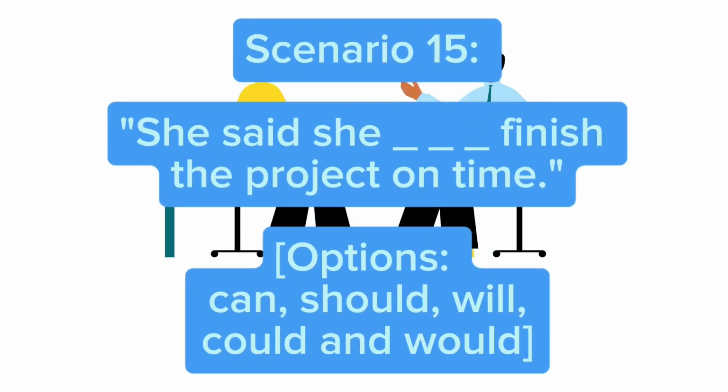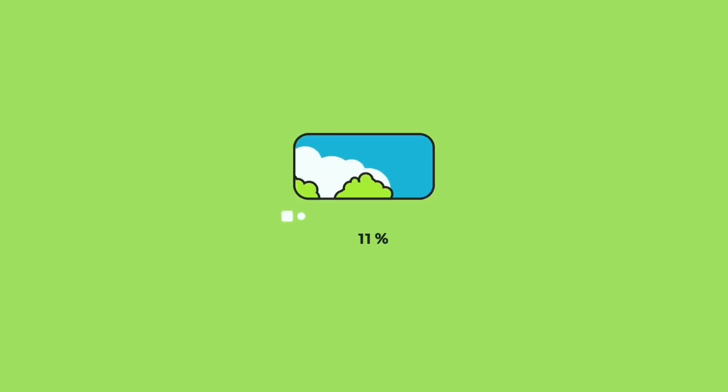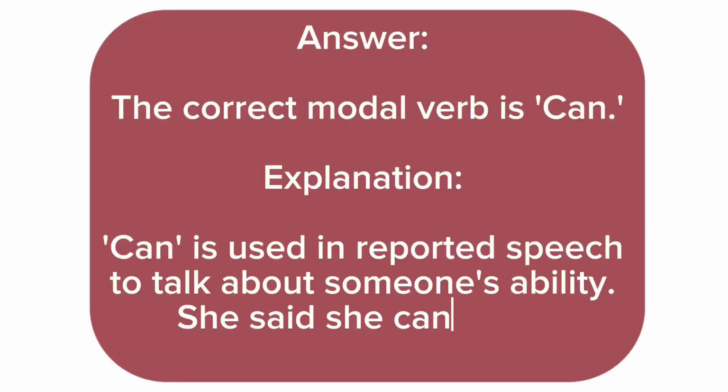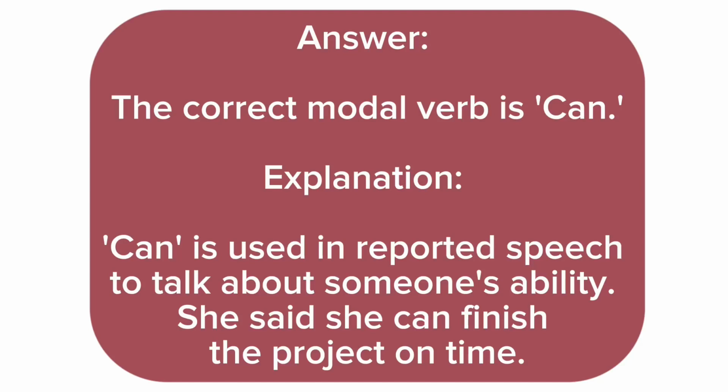Scenario 15. She said she finish the project on time. Options: can, should, will, could, and would. Answer: the correct modal verb is can. Explanation: can is used in reported speech to talk about someone's ability. She said she can finish the project on time.